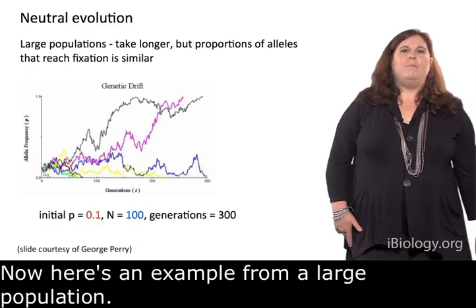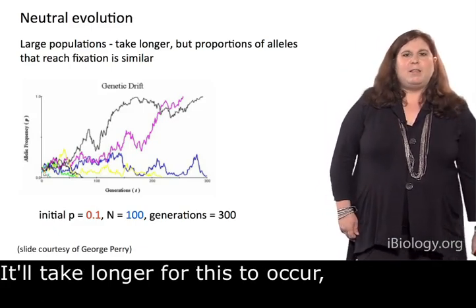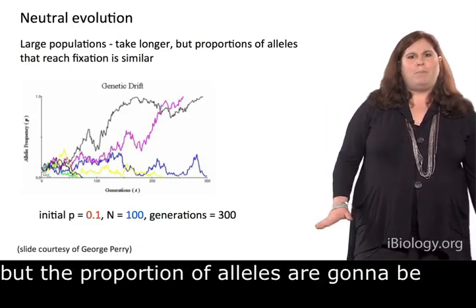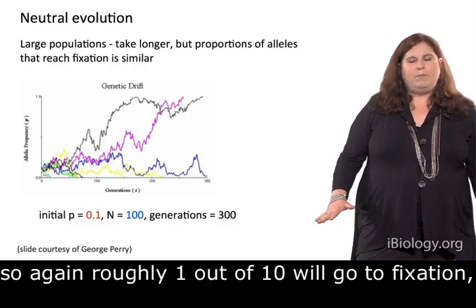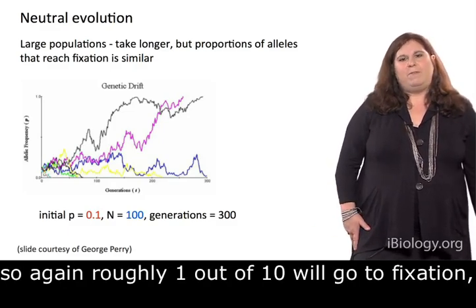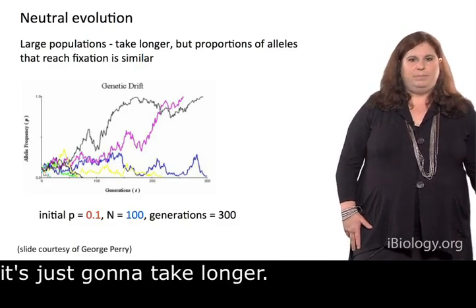Now here's an example from a large population. It'll take longer for this to occur, but the proportion of the alleles is going to be roughly the same. So again, roughly 1 out of 10 will go to fixation. It's just going to take longer.